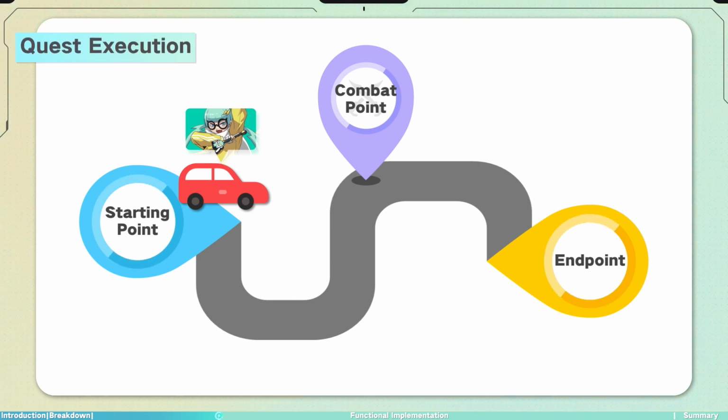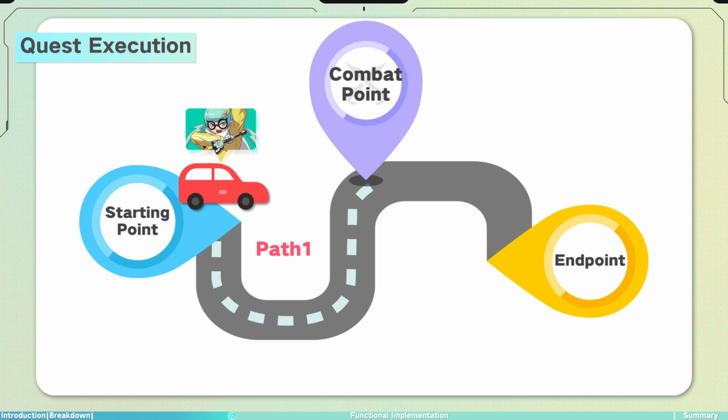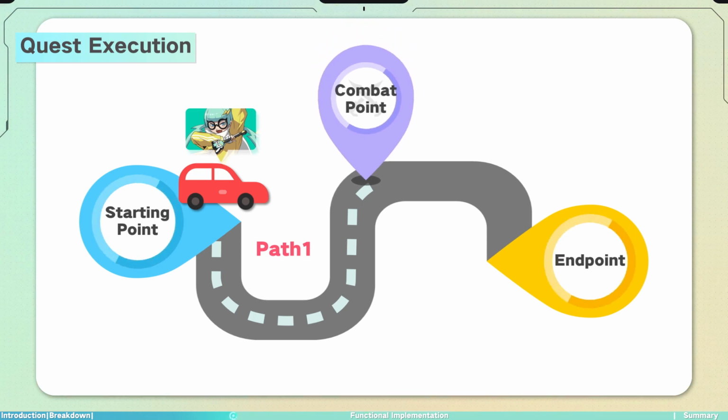The second part is quest execution. In this part, we will need to design the quest. The quest is to escort a car from the starting point to the endpoint, with a combat point on the way. Now, the quest execution stage can be divided into 3 stages. Stage 1, starting point to combat point through path 1. Stage 2, combat. Stage 3, combat point to endpoint through path 2.